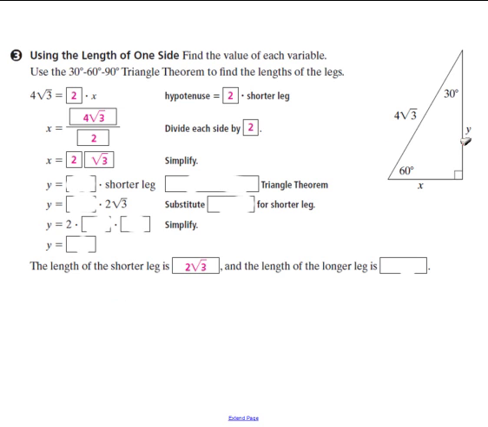And as we move on for y, we said that from the 30, 60, 90 triangle, we take the shorter leg times the square root of 3 to get y. So substitute 2 root 3 in for the shorter leg, because we know now that x is 2 root 3. We multiply, root 3 times root 3 just gives us 3, and 2 times 3 is 6. So our longer leg, the length, is going to be 6.